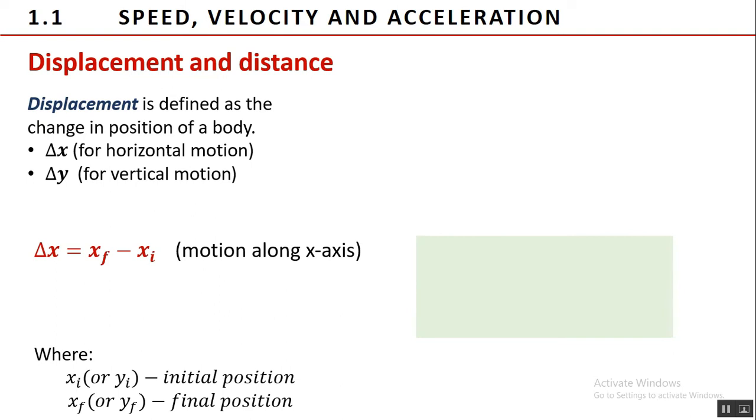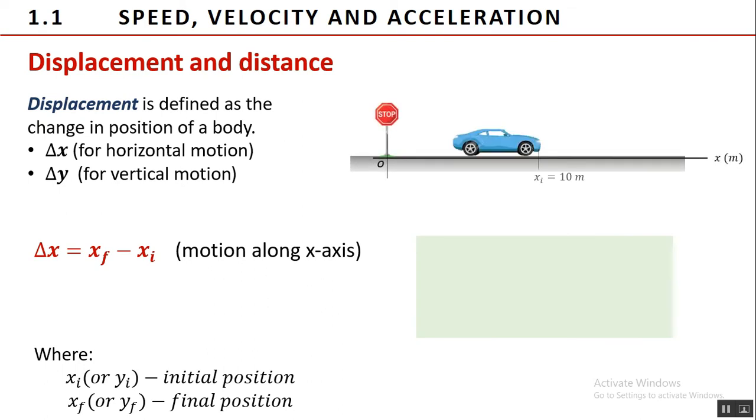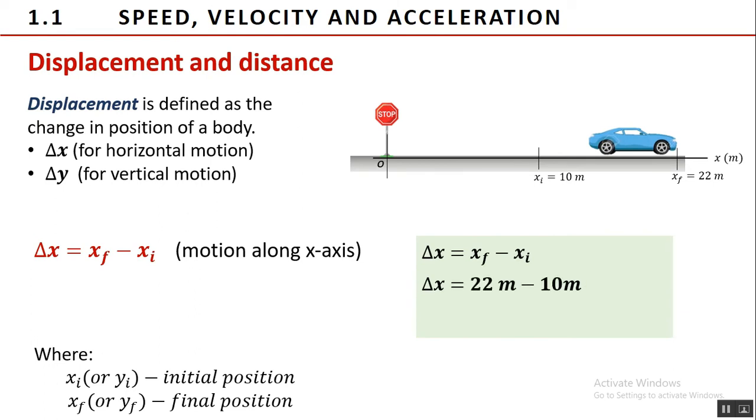sub i. For instance, a car moves horizontally, changes its position relative from the stop sign, which is the chosen arbitrary origin, from 10 meters to 22 meters. If we apply the formula, its displacement is 22 meters minus 10 meters, which is equal to positive 12 meters. Take note that displacement is always final position minus the initial position, never the reverse.